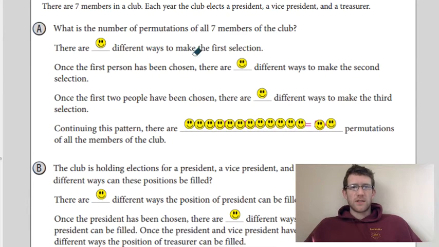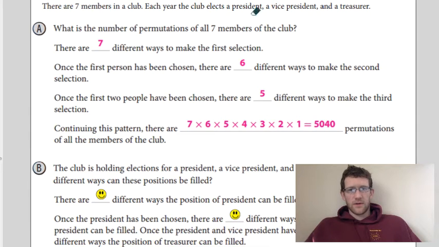What is the number of permutations of all 7 members of the club? We've done this, right? It's 7 factorial, which comes out to 5,040. So that's the number of ways we can order those 7 people. And imagine we would just take these 7 people and shuffle them up, shuffle, shuffle, shuffle, right? That's the total number of possible ways we could order them together. It's 5,040.